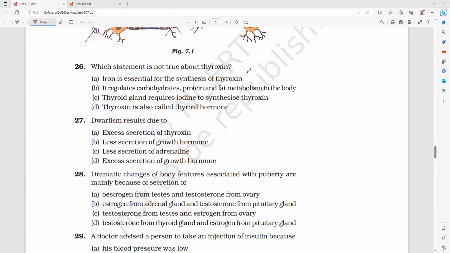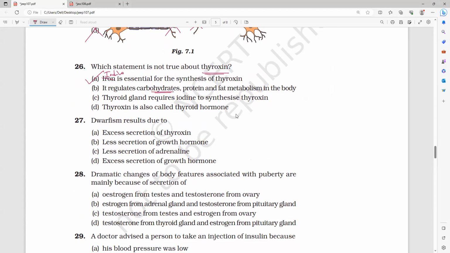Which statement is not true about thyroxine? Option A, sir. How do you say option A? Because iodine is required for thyroxine secretion, not iron. So iodine is required. So that is the statement which is not true.